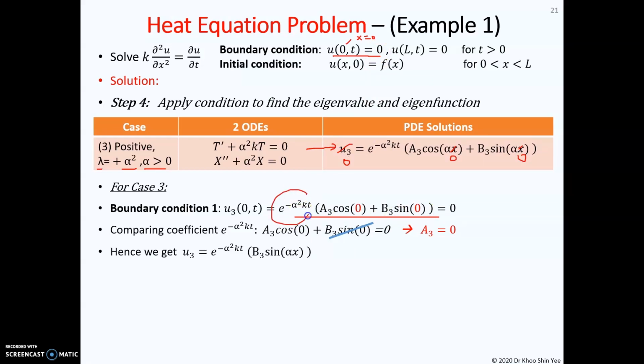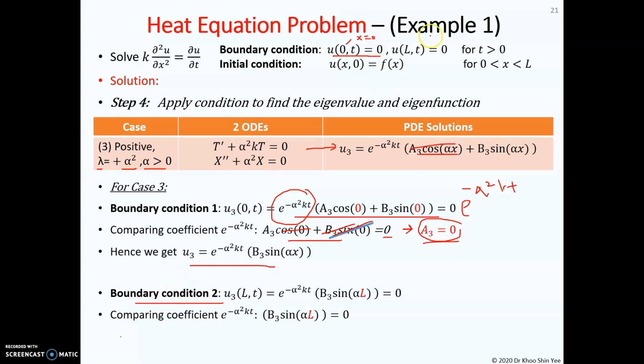You compare the coefficient for the exponential term on both sides. Then you obtain the cos and sine term on the left hand side and 0 on the right hand side. Since you know sine 0 gives you 0, this term can be cancelled. Cos 0 gives you 1, therefore you obtain A3 equal to 0. Substitute A3 equal to 0 in the original PDE solution here, then you obtain your new PDE solution.